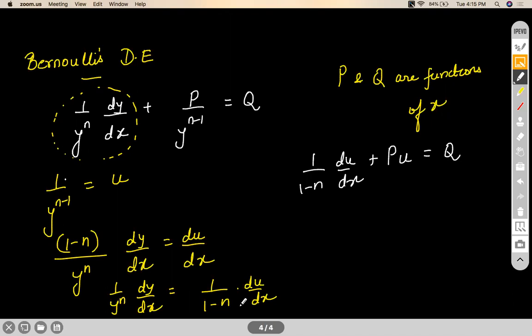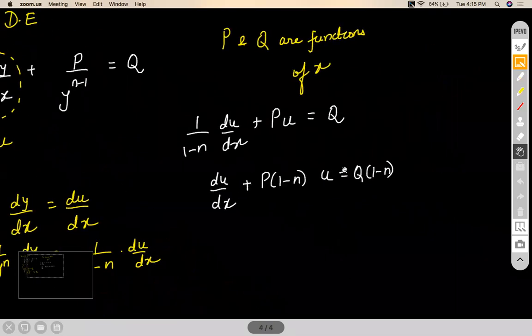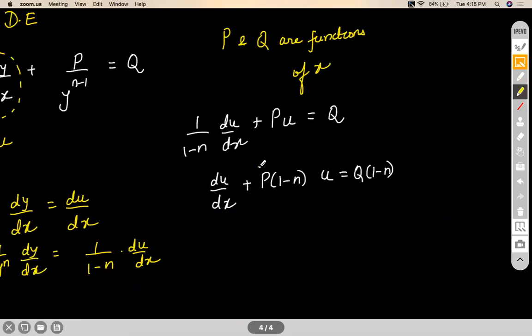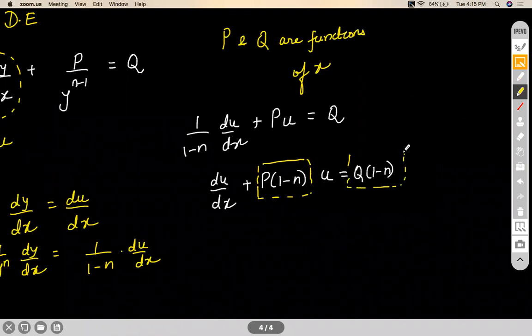Correct? Okay. So multiply throughout with 1 minus n. So du by dx plus p times (1 minus n) u is equal to q times (1 minus n). Now remember, 1 minus n is like a constant. So this is still a function of x. Okay, so they are still some function of x.